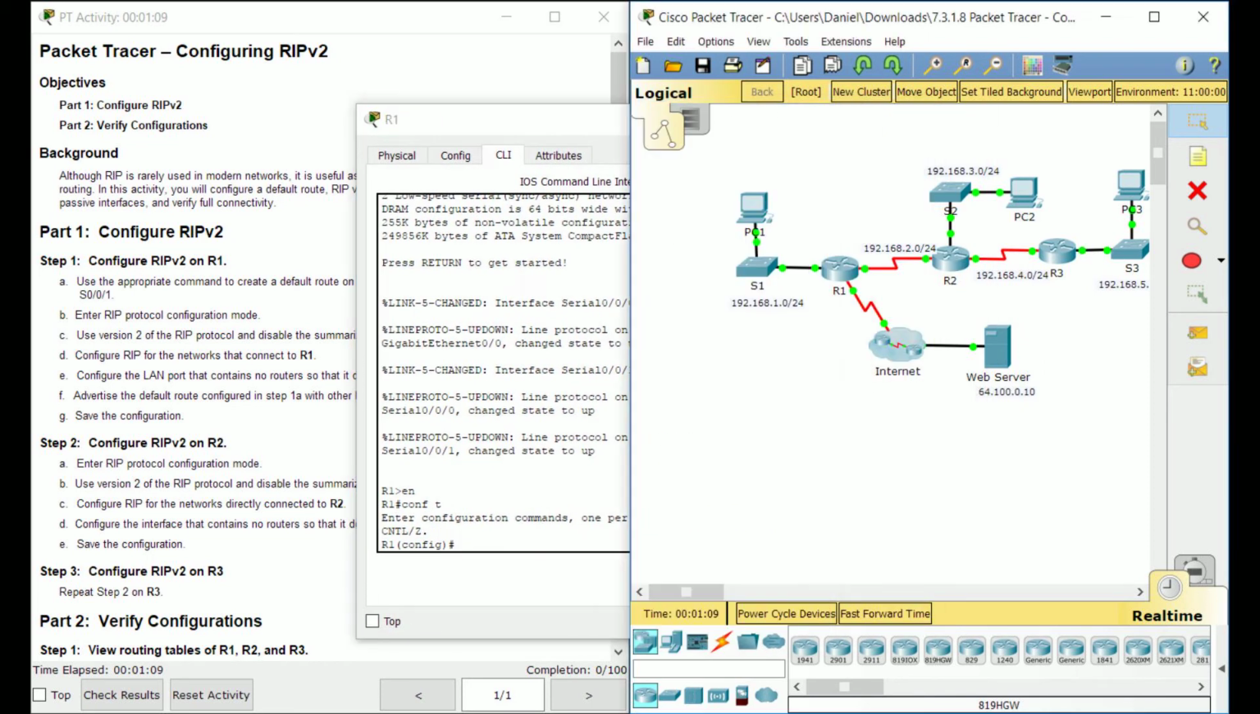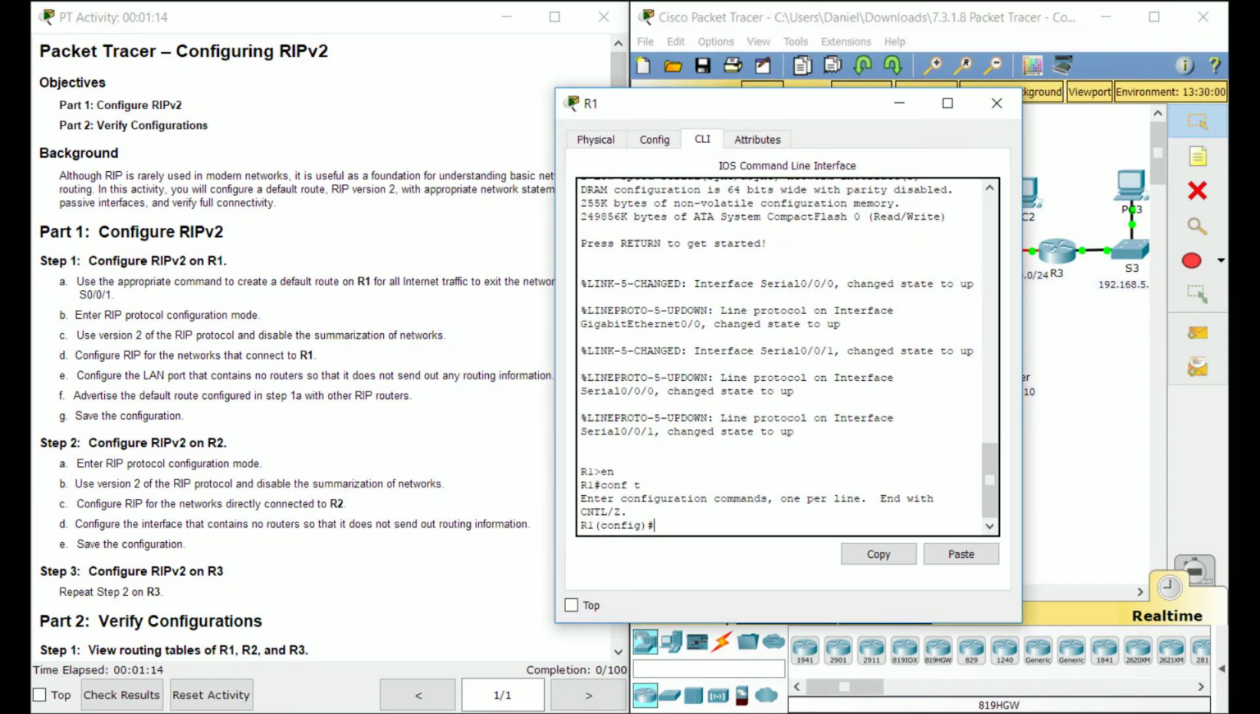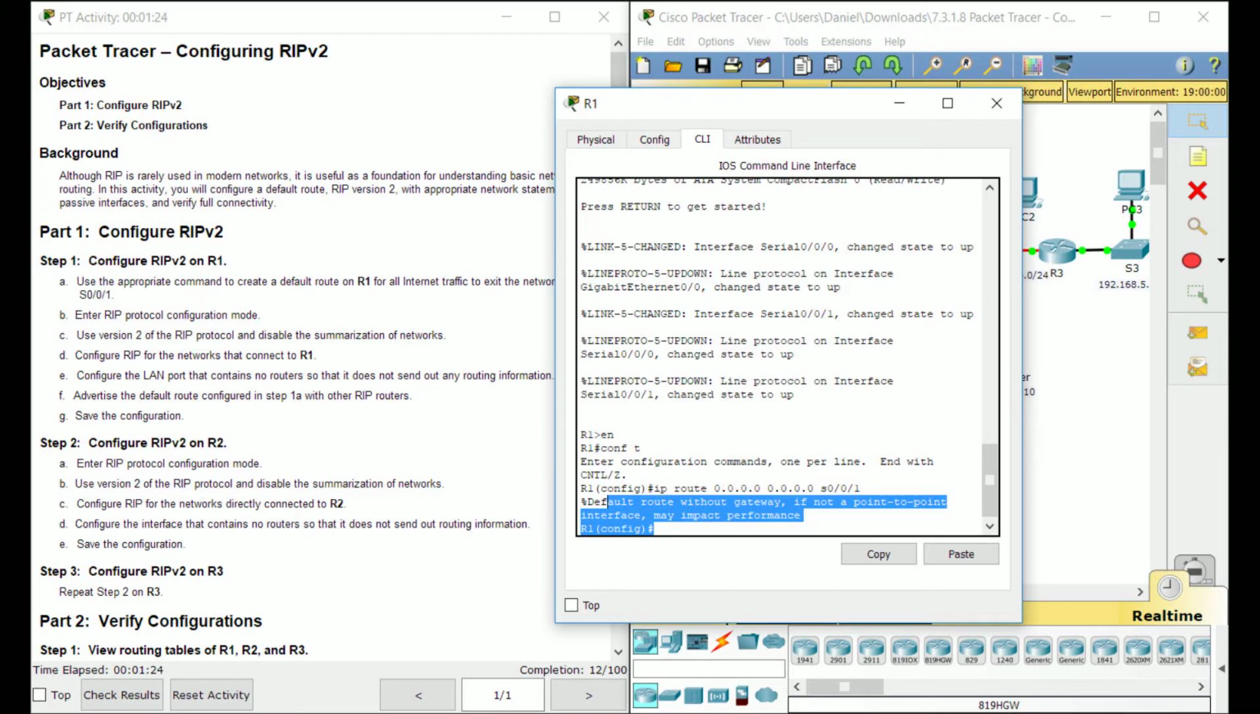And the static routes are basically, if RIP version 2 can't help you, just send it to the internet. That's just its primary purpose. So setting up our default route, all zeros, exit the network through S0/0/1. Don't worry about this message, it doesn't really mean much.